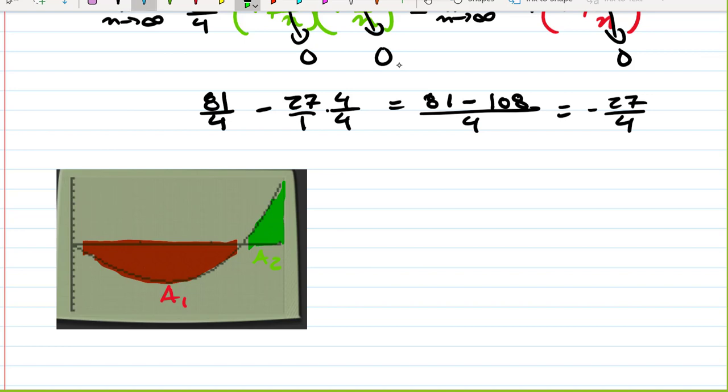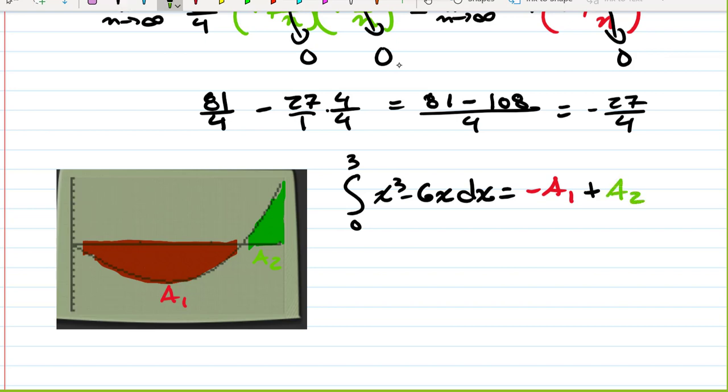we then would have the value of our integral, so the integral from 0 to 3 of x cubed minus 6x dx is equal to negative A1 plus A2. And that's why it ended up being negative. So that tells us, since it's negative, that there was more area below the x-axis than there was above. So the area in this red zone, A1, was bigger than the area in the green zone up here, A2.